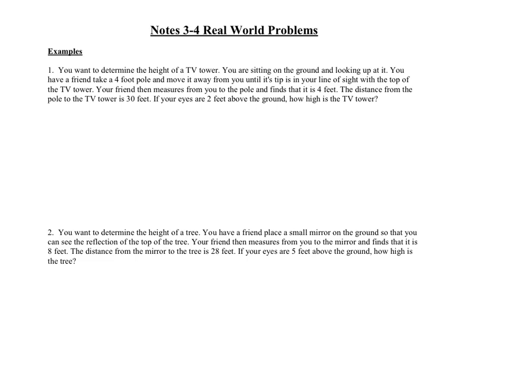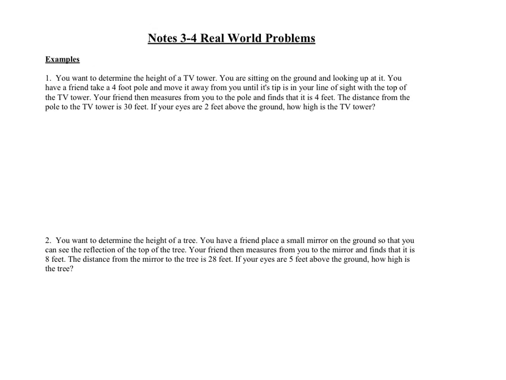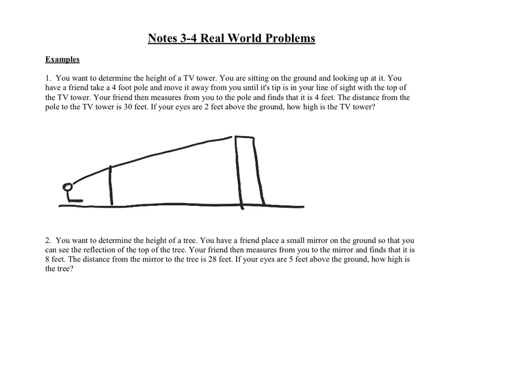So we are sitting on the ground and looking up at a tower. Here's the ground. You have a friend take a 4-foot pole and move it away from you until its tip is in your line of sight. So here's the pole. And your line of sight goes like this to the top of the tower.